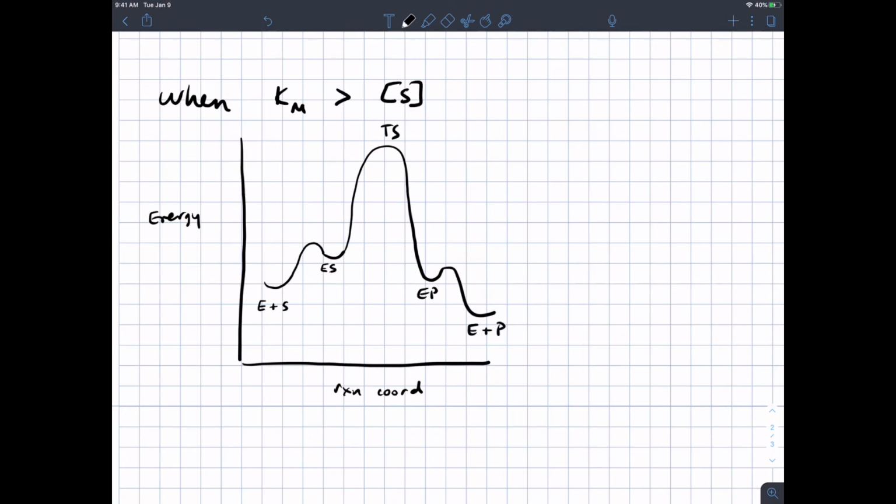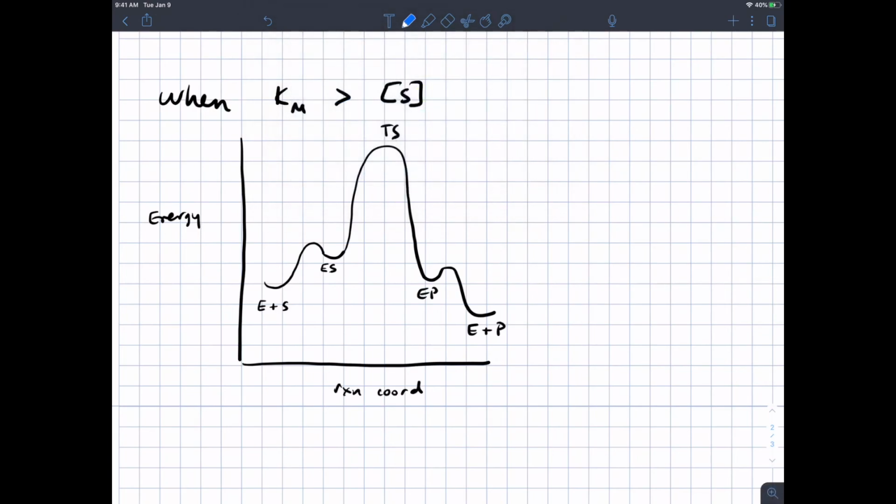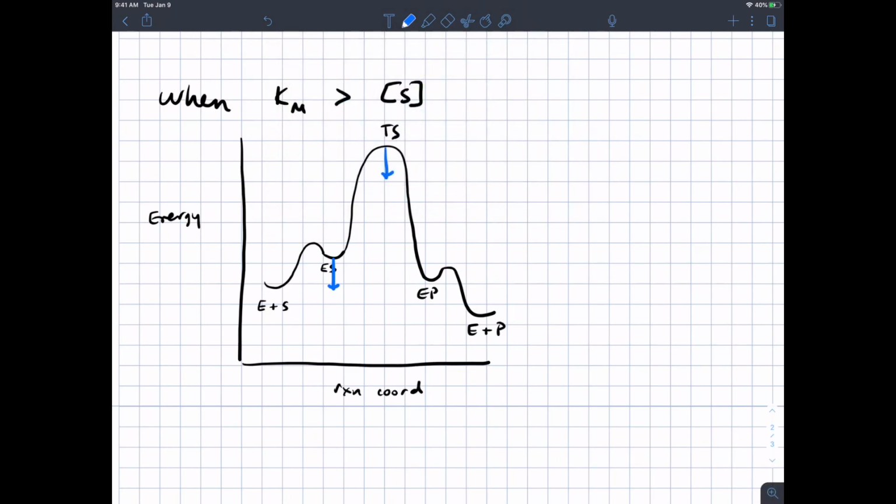Here is the transition state. In this case, increasing binding by a uniform amount, increasing the stability of the enzyme substrate complex and the transition state by a uniform amount, actually does enhance catalysis. And you can see that, to a point.